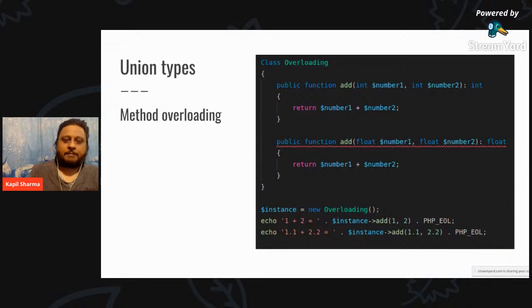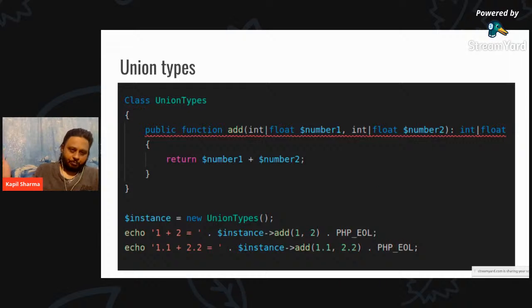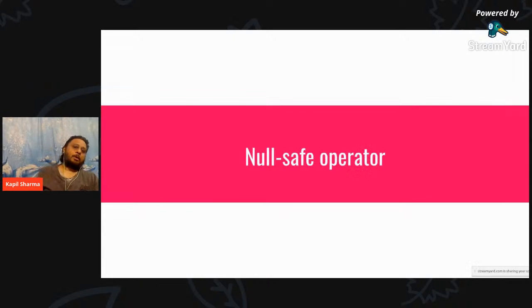So what was the workaround up to PHP 7? We had to define a second method for float, and when we wanted to work with an integer, we had to typecast it at the end. To solve this problem, PHP 8 introduced union types. Now you can assign multiple types. In this example, I said it could be either an integer or a float. This is the union type. We can have it in the parameter list as well as in the return type.